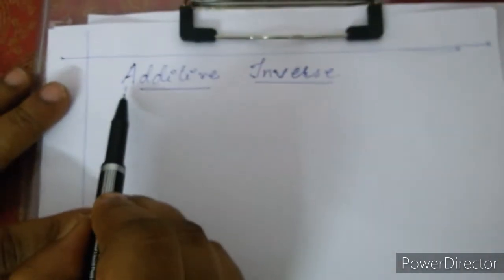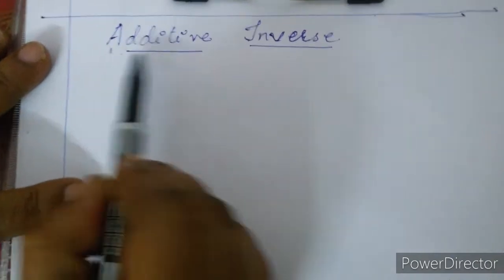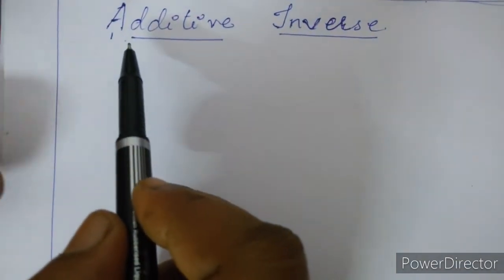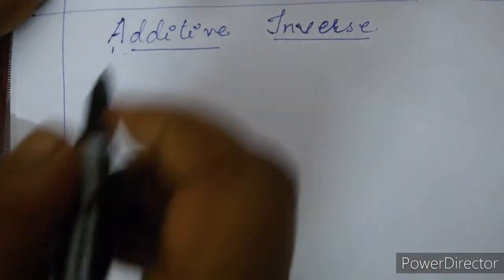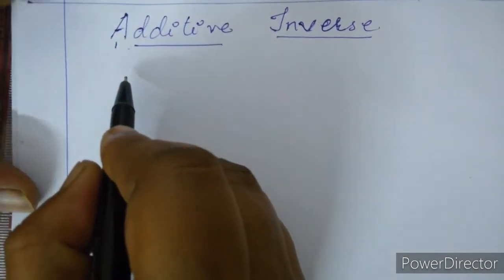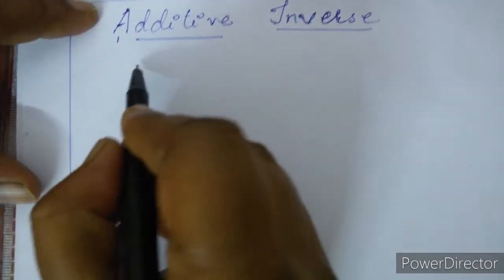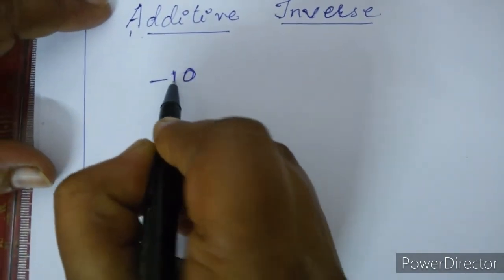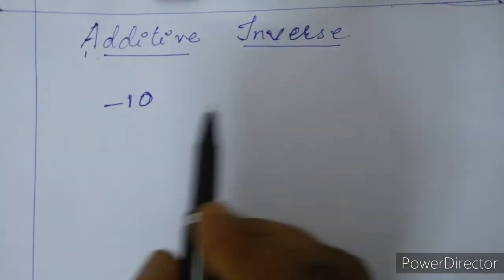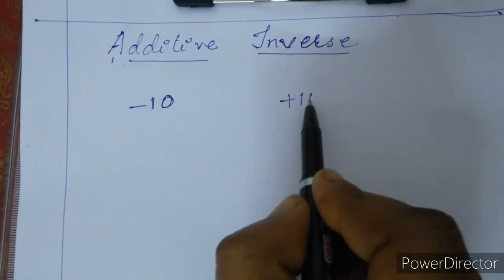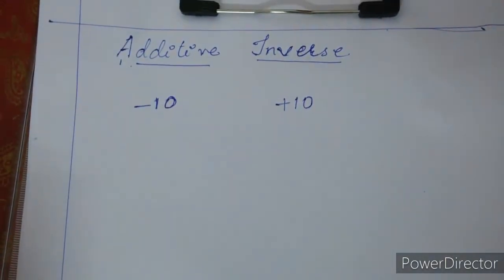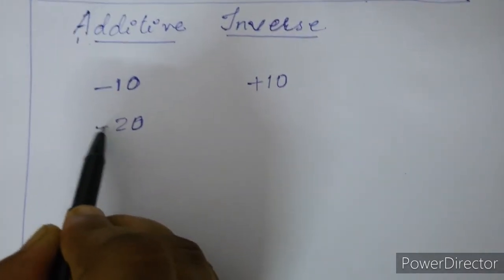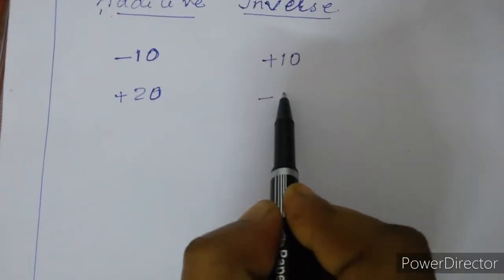Additive inverse. Just like in our language, we have inverses in mathematics also. For example, if longer, the opposite is shorter. Big, small. In the same way, we have the inverse of integers also. For example, the integer minus 10. Integer means we always have to represent the sign with the number. Minus 10. The additive inverse of minus 10 is plus 10. Then 20, which means positive 20. The inverse of positive 20 is negative 20.